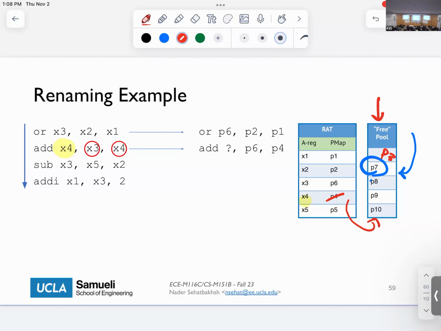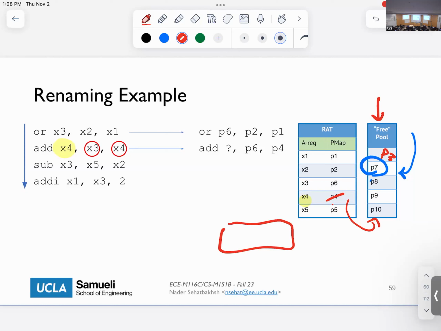But in deciding when to free it or put it back, how do we know that it's tied to the retirement? In order to know when we can free, we put the number into my ROB. I'm going to explain that later. So you're going to keep track of your older register in your ROB. I'm going to show that to you later.